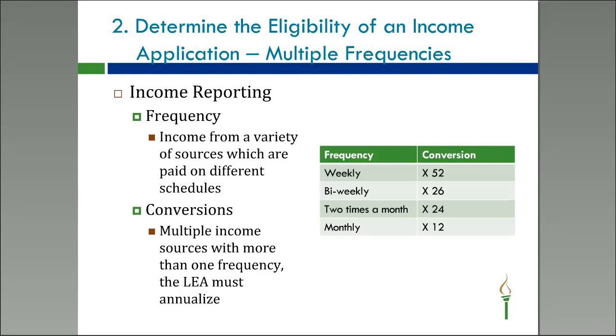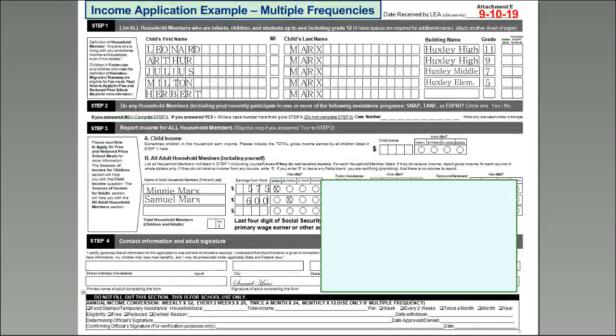To do this, you'll use these conversion factors. Any weekly income you'll multiply by 52, bi-weekly by 26, twice a month by 24, and monthly by 12. Then you'll add the incomes together to calculate their annualized income. And then you'll compare that annual income to the eligibility guidelines to determine if they qualify for free or reduced meals. So these conversion factors are listed on the application at the bottom, so it's convenient that you don't even have to memorize these. They're listed on that application for you.